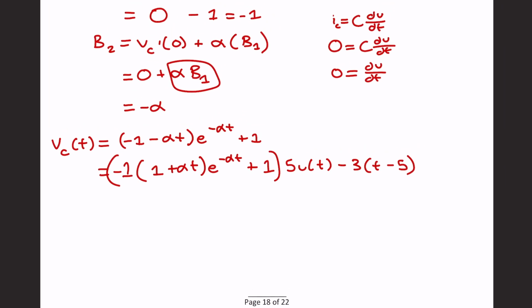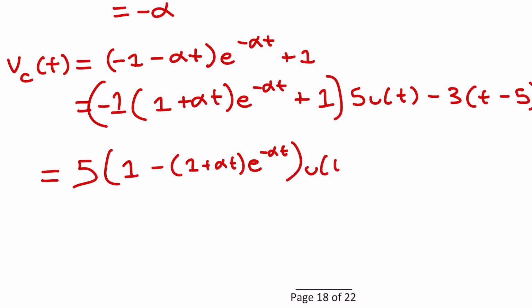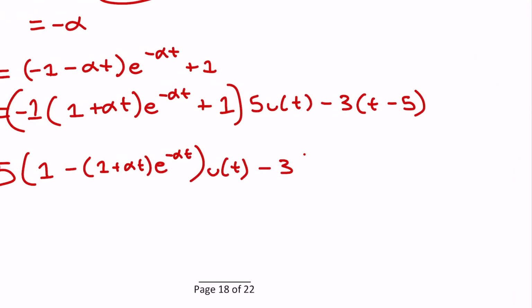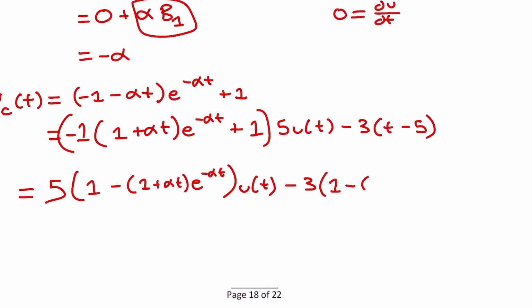All right. So let's distribute it out. So on this side, we get 5 times, we can even move this one to the front over here because that's how the solutions have it, u(t) minus 3, 1 minus 1 plus alpha t e to negative alpha t.